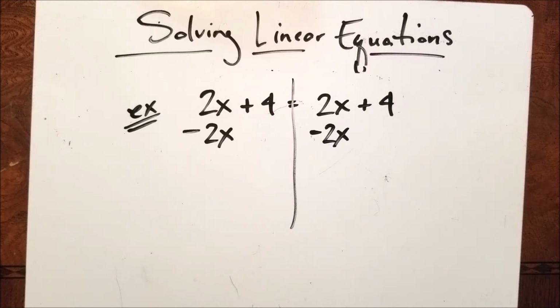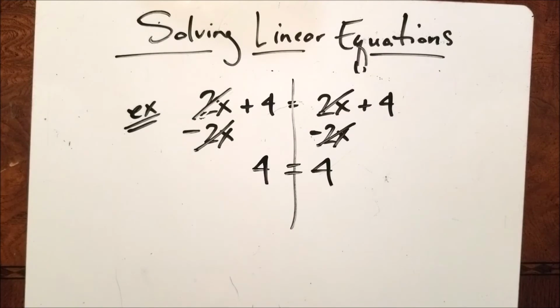What happens with that 2x minus 2x? Oh yeah, it cancels. What about the other side? That cancels also. So what do we have left here? 4 equals 4. This doesn't happen very often. Notice how all of the x's dropped out and I'm left with an equation that simply says 4 equals 4. Does 4 equal 4? Oh yeah.